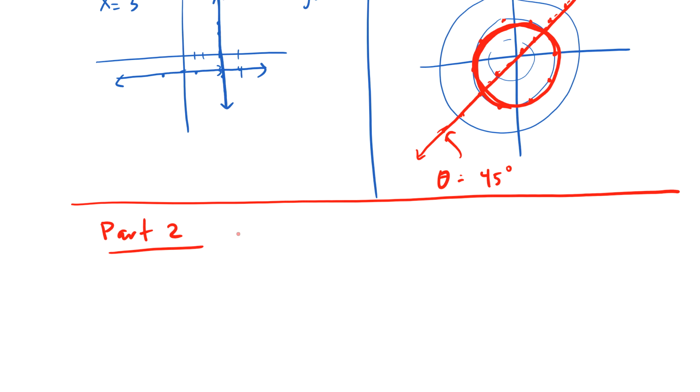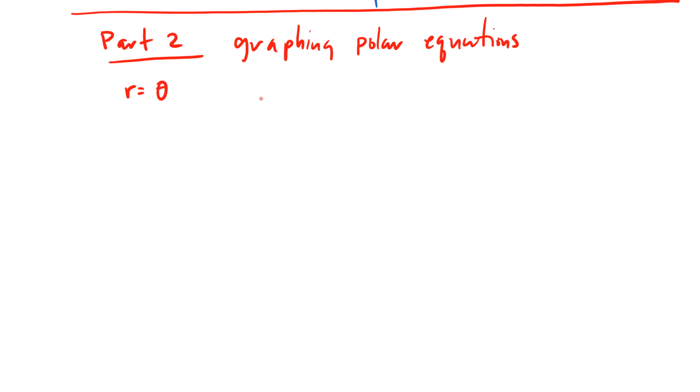Okay, and this is going to be more on graphing polar equations. So what do you suppose this would look like? r equals theta. So yeah, it's an interesting thing to think about. Well, let's just plot some points on here.